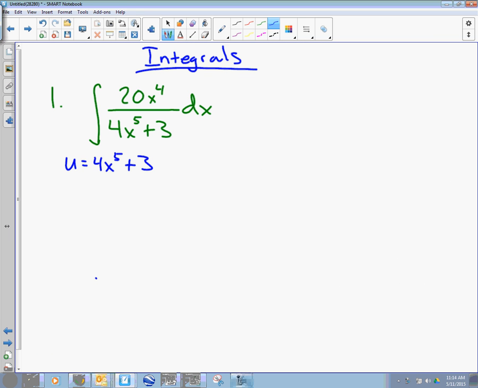Okay, so I chose u to be 4x to the 5th plus 3. You said, why did I choose that? This requires some foresight, okay? First of all, I said u is going to be that because du is basically that, right? So another thing I'm looking at is that I would then have 1 over u, and the integral of 1 over u is natural log of u. We don't just say ln, we actually say the word natural log, okay?